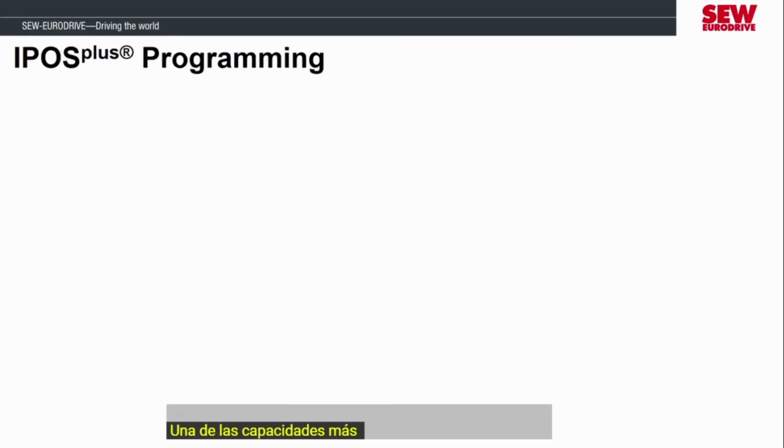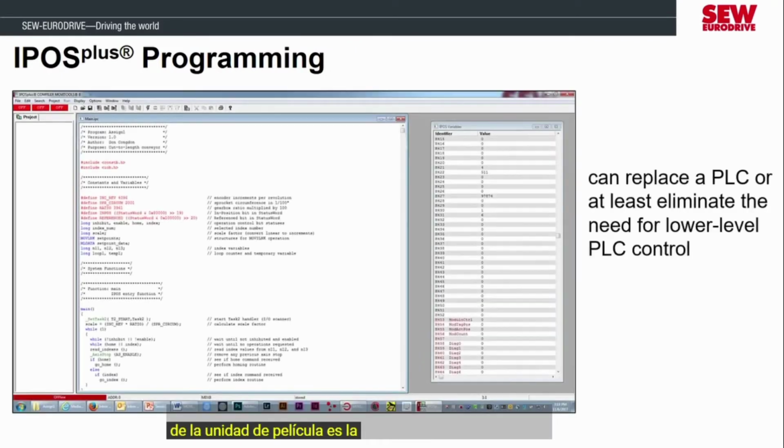One of the highly desired capabilities of the Movidrive is the IPOS programming. The IPOS feature is very powerful and in some cases eliminates the need for a lower level dedicated PLC to control the Movidrive.